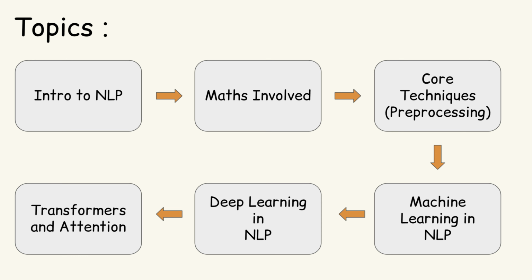Then we will see word embeddings, what exactly is an embedding, and how we do it in our coding and in theory. And we will also see some of the language models. Then we will move to machine learning in NLP. In that, we will see text classification, named entity recognition using the traditional machine learning techniques.